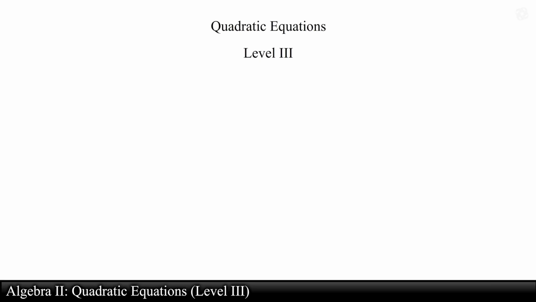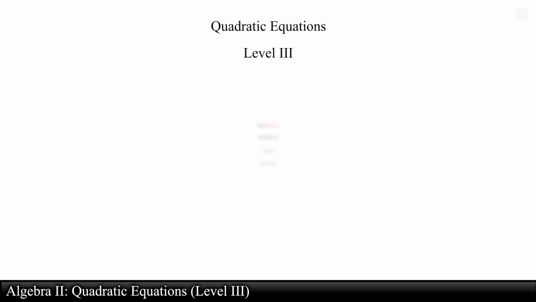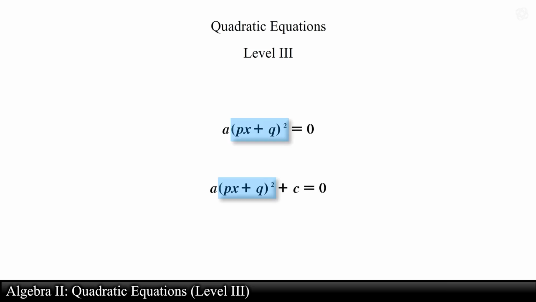Quadratic equations, level 3. In the previous video, we went over how to solve quadratic monomials of the form ax squared equals 0 and quadratic binomials of the form ax squared plus c equals 0. Now we will learn how to solve a slightly more complicated version of these quadratic equations, specifically quadratic equations that contain the sum of a variable and a constant squared. In other words, quadratic equations that contain the square of a binomial of the form a times the quantity px plus q squared equals 0 and a times the quantity px plus q squared plus c equals 0.